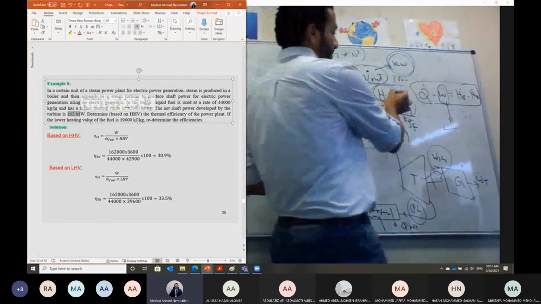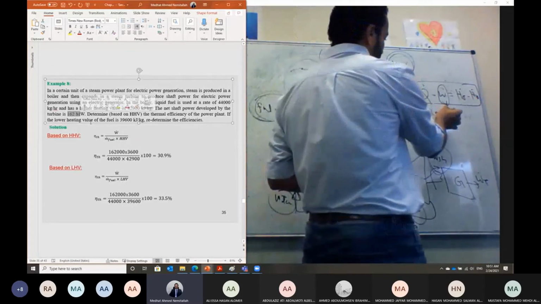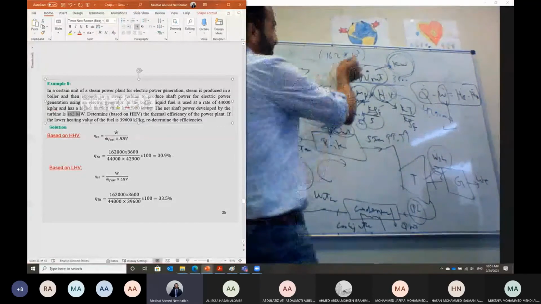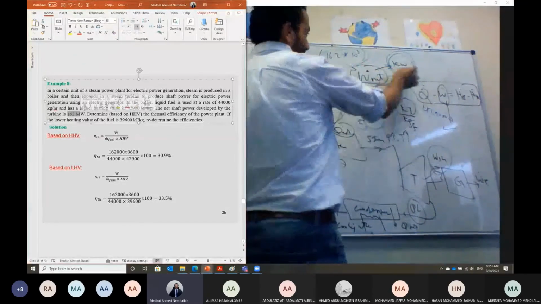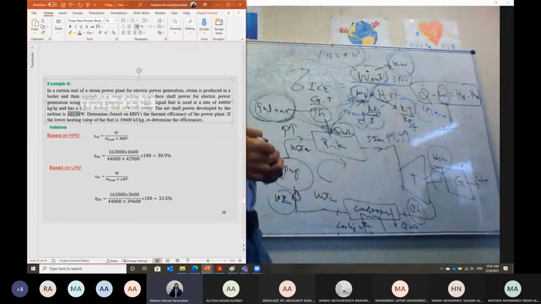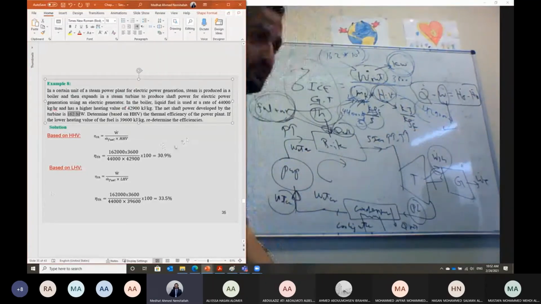And the heating value here is 42,900 kilojoule per kilogram fuel. It will be, at the end, the power output divided by the mass flow rate of fuel multiplied by the heating value. Then you can calculate the thermal efficiency.